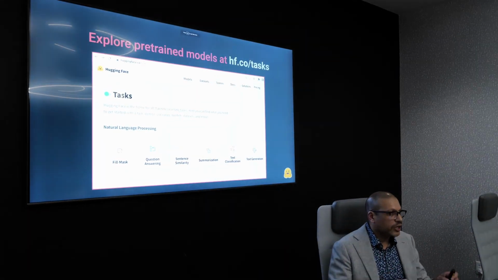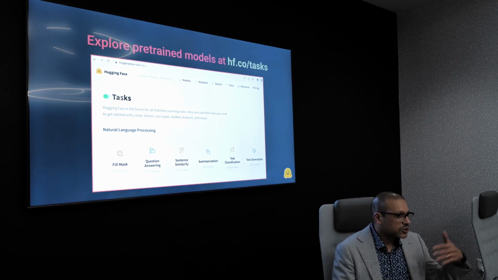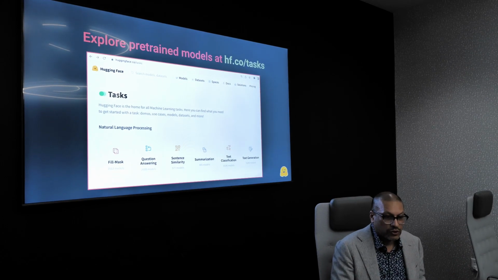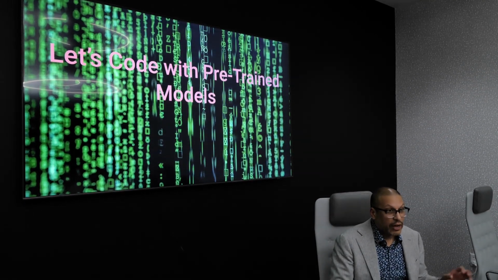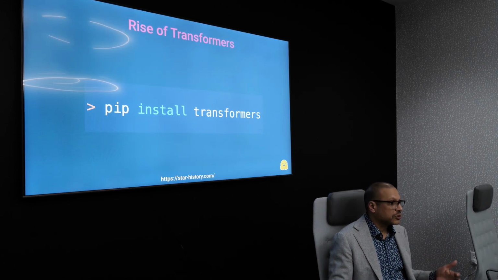So that's the task page. I like to get all data scientists looking at that, just so you know what the easy-to-do tasks in machine learning are, the ones that are just a couple lines of code where we have existing pre-trained models. Now, if you want to start coding these, this is where Hugging Face has the Transformers library.